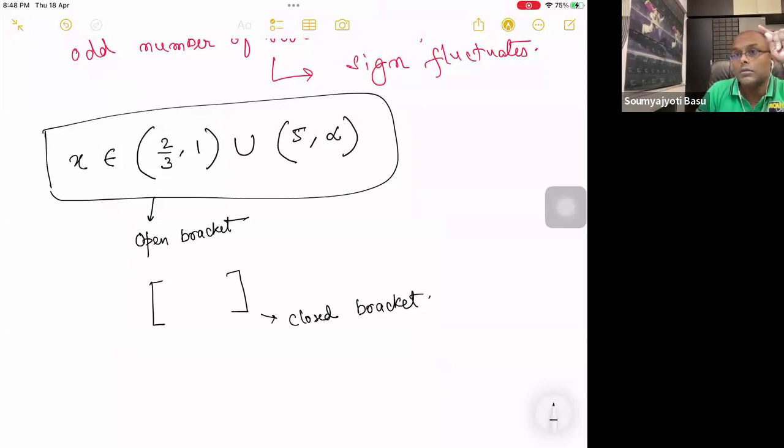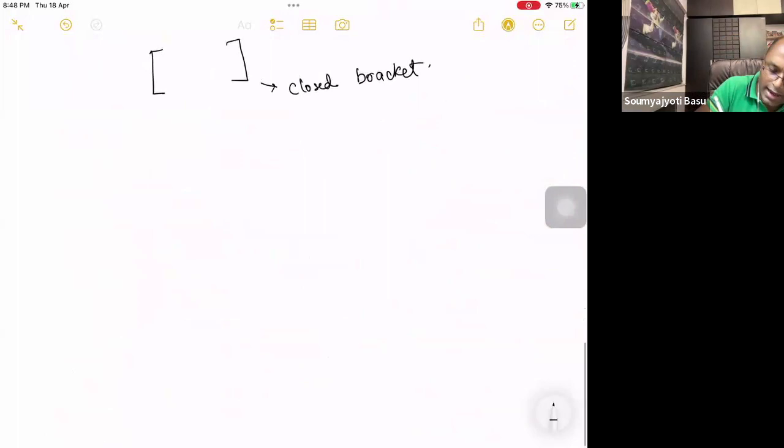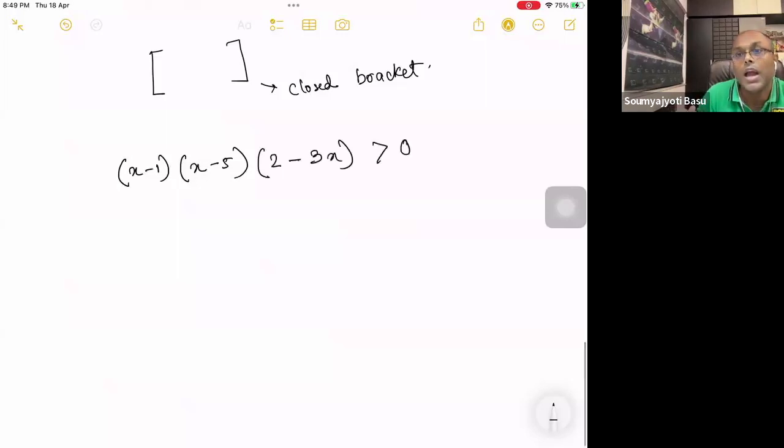Now, there is a homework for you. Try it before you come for the next class. Let's say I have this equation, x minus 1, x minus 5, and 2 minus 3x is greater than 0, or let's say greater than equal to 0. You have to solve this equation to find out when this function is greater than equal to 0. Try it on your own.